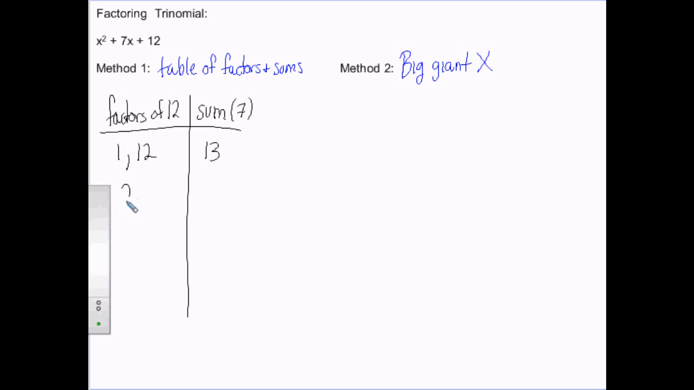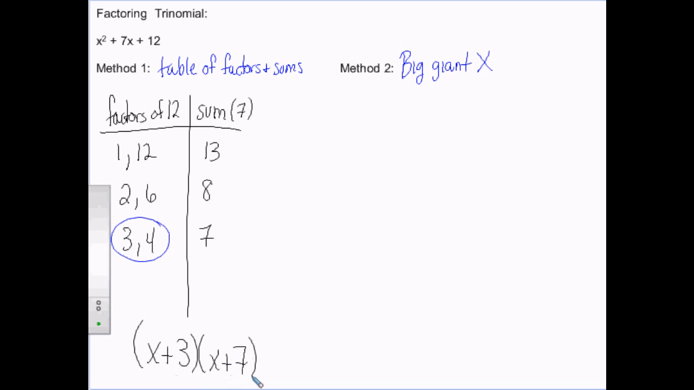Okay. And I go, okay, well, 2 and 6 multiply to make 12. But then 2 plus 6 is 8. So I would say, okay, well, 3 and 4. Oh, 7. Yay. I got there. Okay, so you would just try a bunch of them until you got the right ones. And then once you have the correct ones, that's what goes in your parentheses.